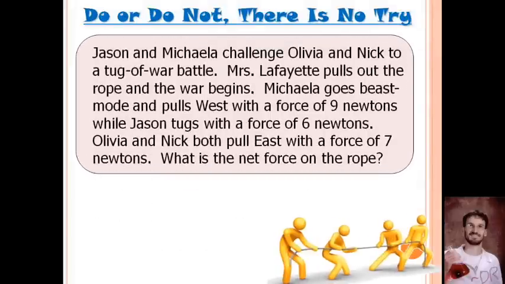Here we have Jason and Michaela, and they've challenged Olivia and Nick to a tug-of-war battle. Well, Mrs. Lafayette pulls out the rope. War begins. Michaela goes beast mode and pulls west with a force of 9 newtons, while Jason tugs with a force of 6. Olivia and Nick both pull east with a force of 7 newtons. What is happening? What's the net force on this rope?